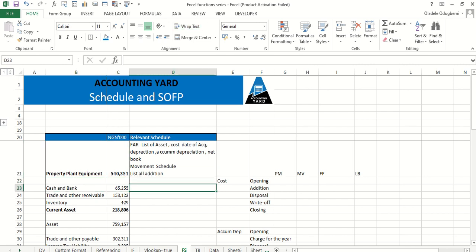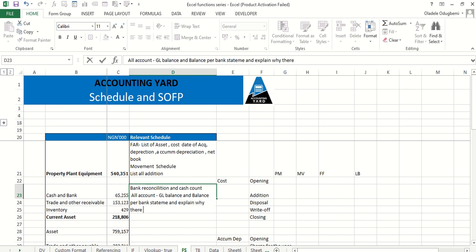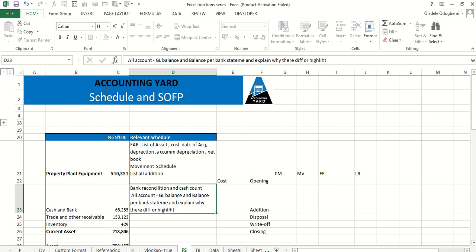Now, for cash and bank, key here is bank reconciliation and cash count. This means that all accounts that the business owns should be reconciled. That is, a comparison between the GL balance and the balance per bank statement, and explain why there are differences, or highlight what has caused the difference between the two of them.